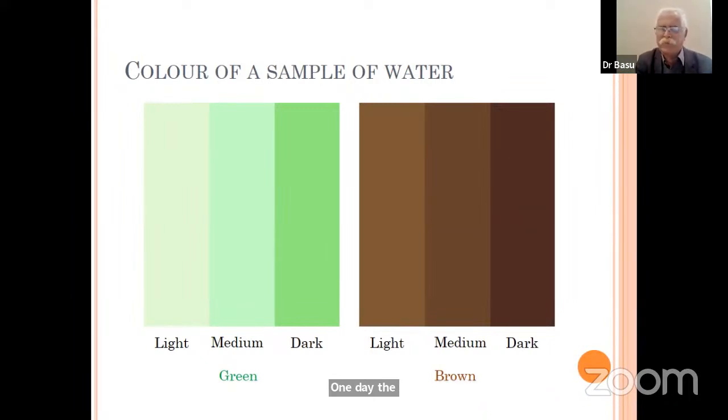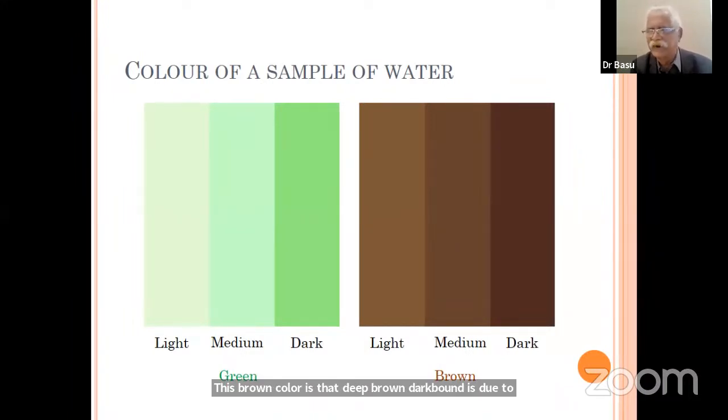Then there is a brown color. This deep brown, dark brown color is due to an industry discharging some effluent, their wastewater, which has a color. Deep brown color generally comes from the distillery industry. Distillery industry means the industry which produces alcohol and others. So these are the color combinations. You can see what the positions are.